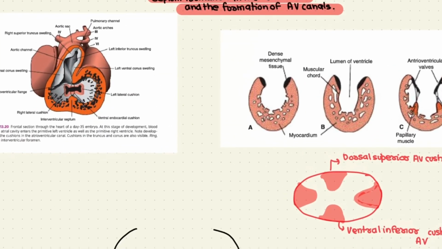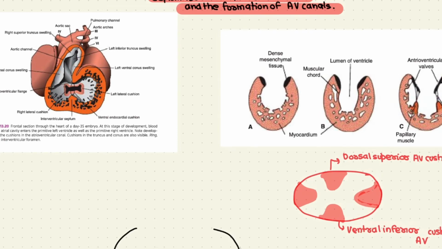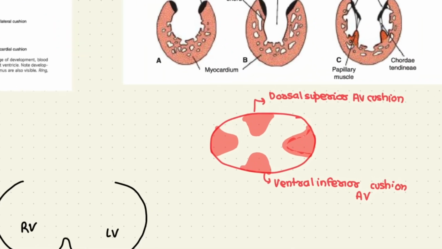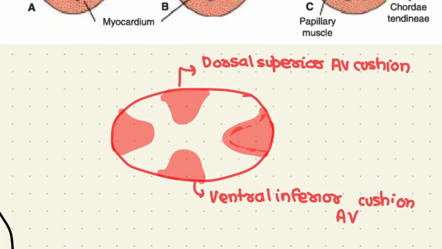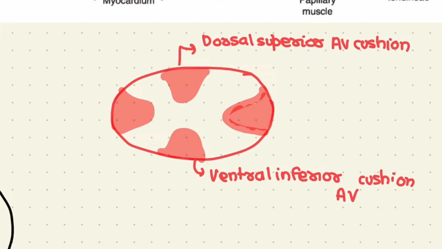So now let's proceed into the septum formation in the ventricles and the ultimate formation of the AV canals, that is the atrioventricular canals. At the level of the AV canal, or the orifice that connects the atria and the ventricles, we have four endocardial cushions. We call them the AV cushions. We have the dorsal superior AV cushion, the ventral inferior AV cushion, the right AV cushion, and the left AV cushion.